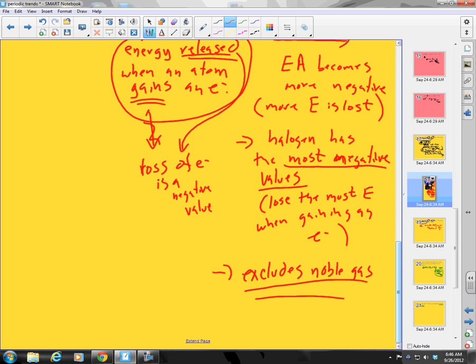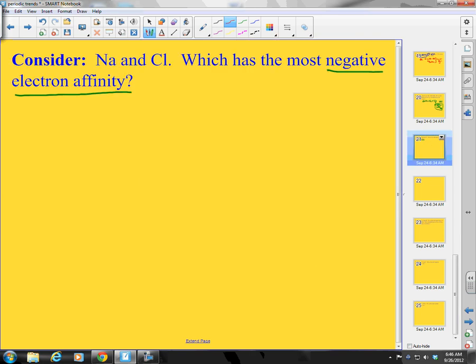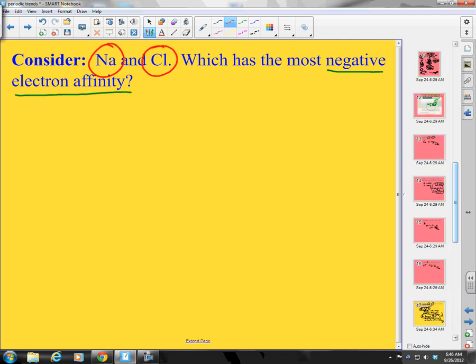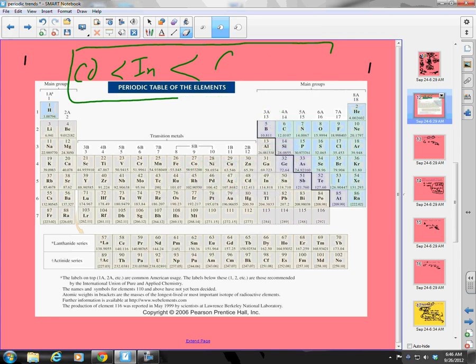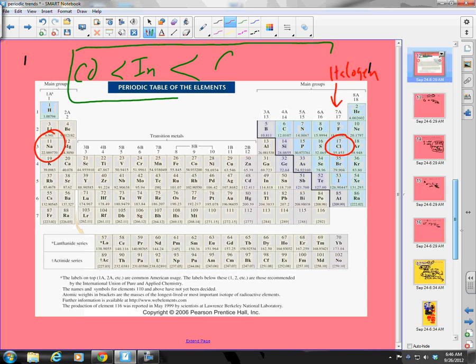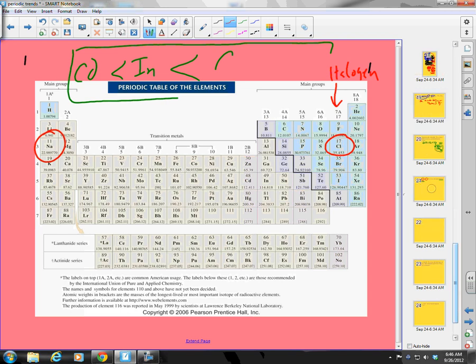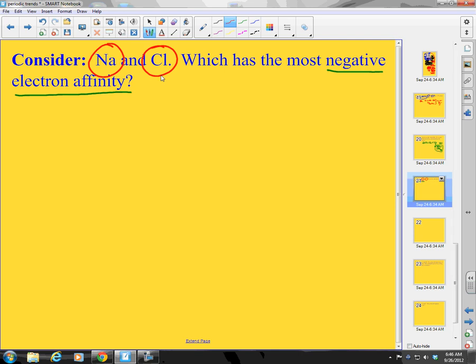Okay, so let's go back and see if we have enough information to answer the question. Which has the most negative electron affinity? Here's sodium, here's chlorine. Let's check our periodic table. Where's sodium? Sodium is over here. Where's chlorine? Chlorine is here. These are my halogens. What do we know about halogens? They have the most negative values. Good. So this is pretty easy. Which has the most negative value? My halogen, chlorine.